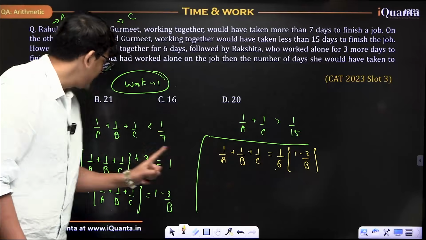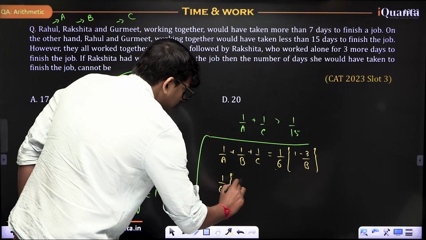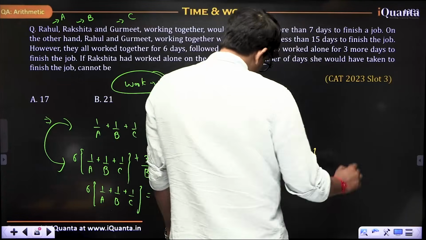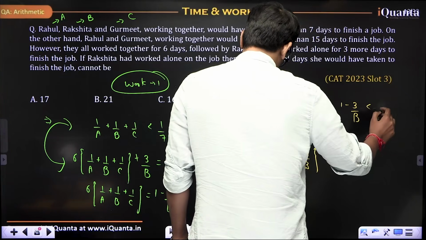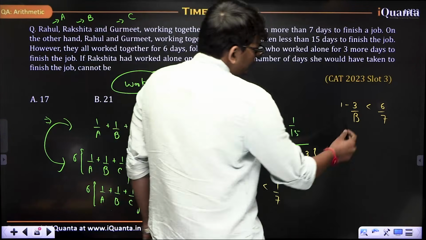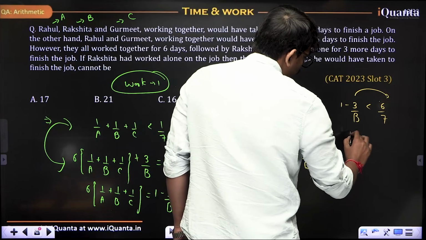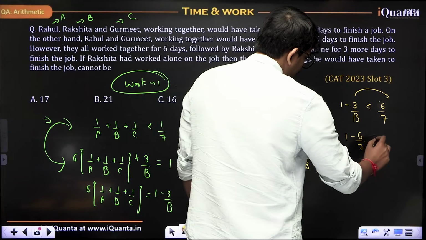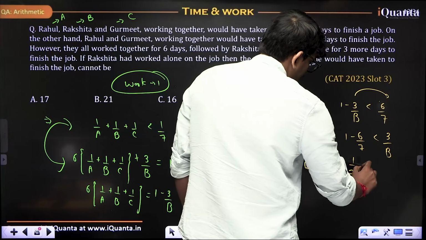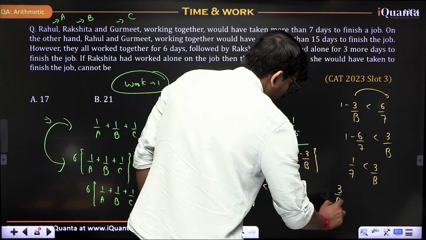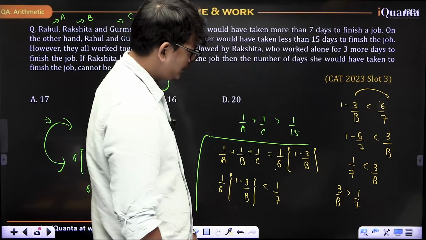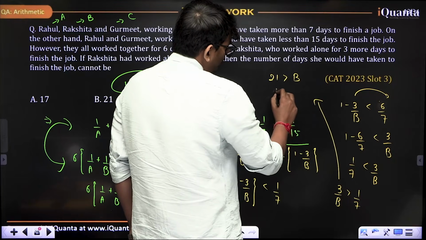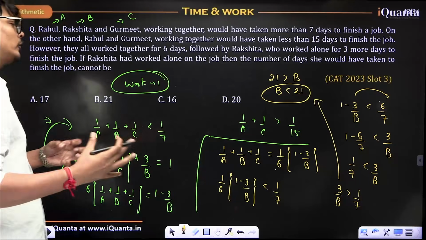Now I can put this here. So 1 upon 6, 1 minus 3 by B is less than 1 by 7. Send it to the right hand side. 1 minus 3 by B, 6 by 7. Okay. Now take this on the right hand side and this on left hand side. So 1 by 7, पूरा लिख देते हैं, 1 minus 1 by 6 by 7 less than 3 by B. So 1 by 7 less than 3 by B. Or you can say 3 by B is greater than 1 by 7. Okay. So you can simplify this and you can say 21 is greater than B or B is less than 21. So time taken by B should be less than 21 days.